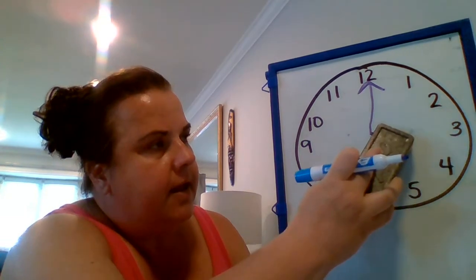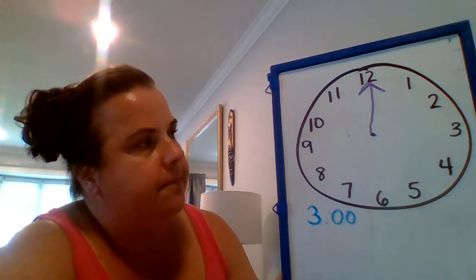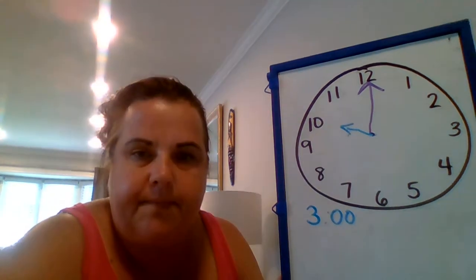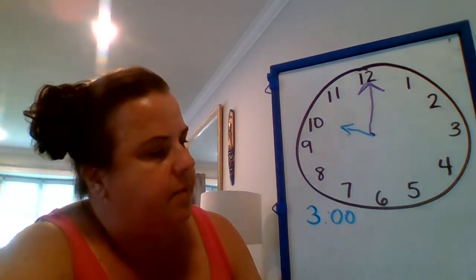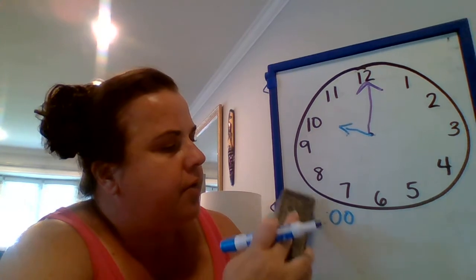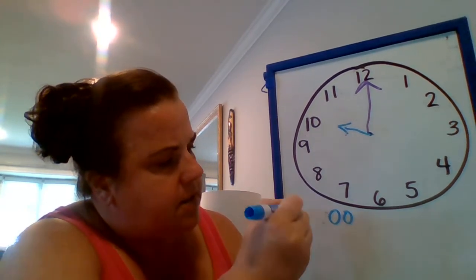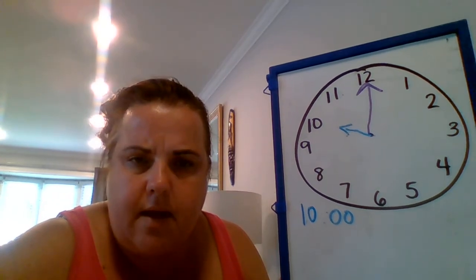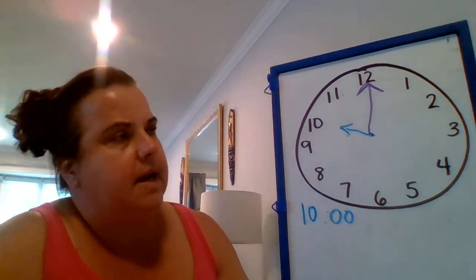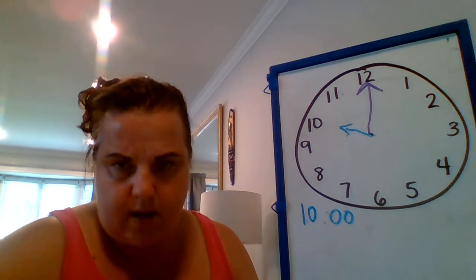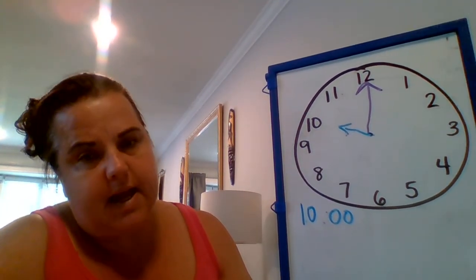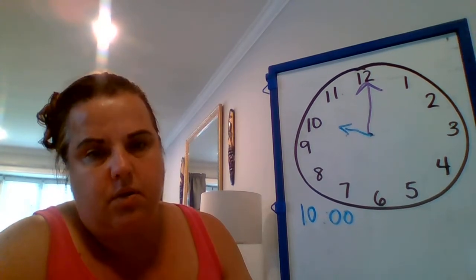What if the little hand was doing this? That's right, this would be 10 o'clock. So the o'clocks tend not to be that complicated. If the big hand is pointing at the 12, you know it is an o'clock. Then you just look at the little hand and it will tell you which o'clock it is.